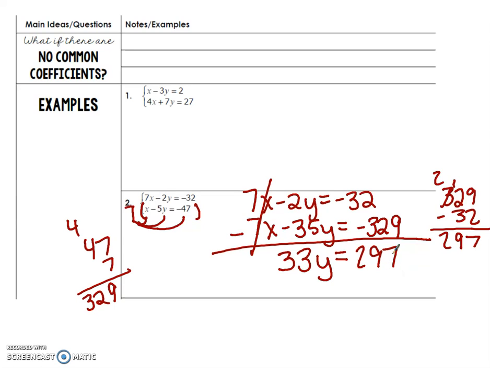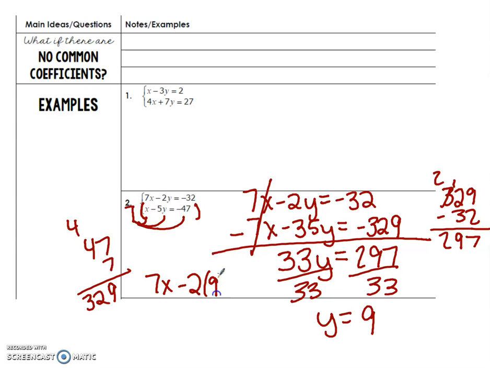Now, how do we come up with what is next? Okay, all right, so now we're going to divide by 33. You might have to use a calculator, that is fine. And we get y equals 9. Okay, now we're going to plug that back into an original equation. Let's use the top one this time. So we get 7x minus 2 times 9 equals negative 32.